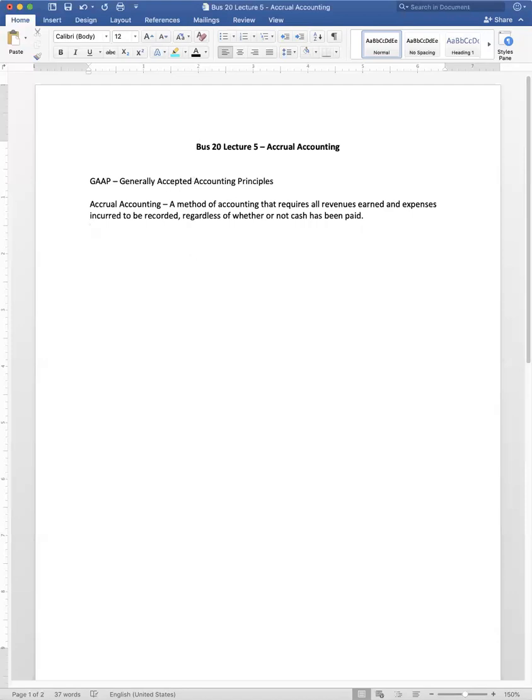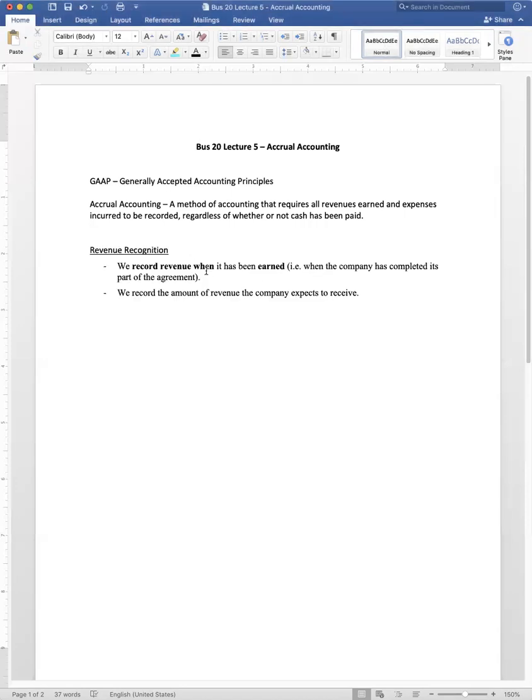Now, accrual accounting is based on two major principles. The first one is revenue recognition. So revenue recognition says that we record revenue when it has been earned. So in other words, when the company has completed its part of the agreement, when they've done what they promised to do for the customer. And the second part is that we record the amount of revenue that the company expects to receive.